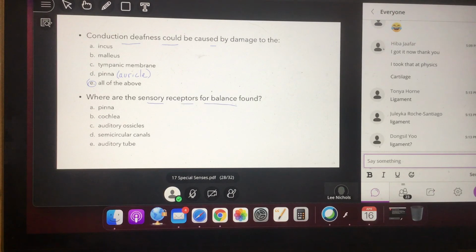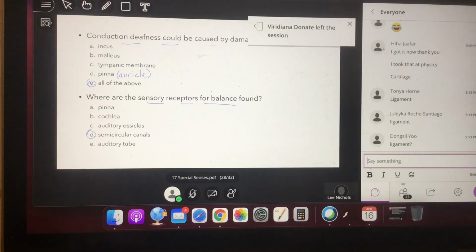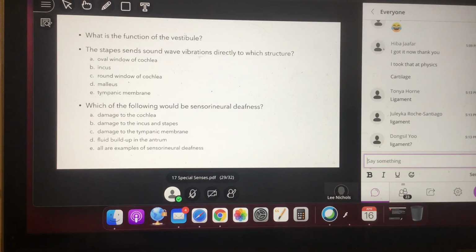Where are the sensory receptors for balance found? Well, those are specifically in the semicircular canals of the inner ear, of the internal ear.